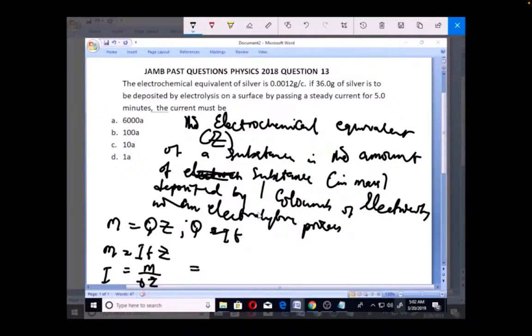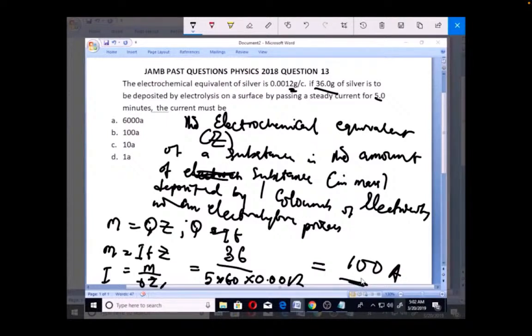So the current is equal to mass. Mass as we have here is 36 gram, 36 all over T. T is the time. We have T here as 5 minutes. We need to convert it to seconds, so it's going to be 5 times 60. So times Z, which is the electrochemical equivalent, which is 0.0012. So if we press our calculator to solve down, we are going to find out that we have 100 amperes. And that is the final answer, B.